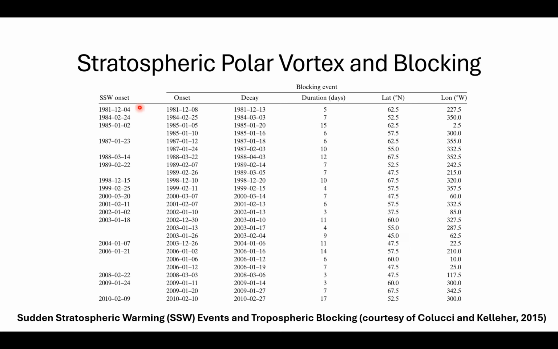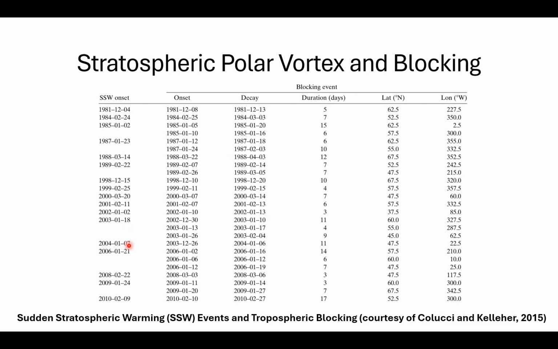So here's some examples here. We go back to 1981, December 4th. We have the beginning of the sudden stratospheric warming on December 4th, 81. And then the onset of the blocking occurred 4 days later. And it lasted about 5 days at about 62.5 degrees north and then further to the west.